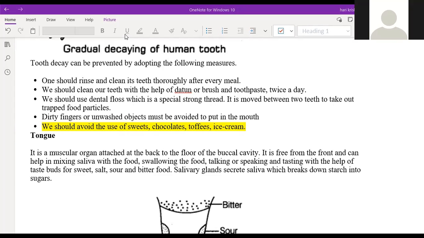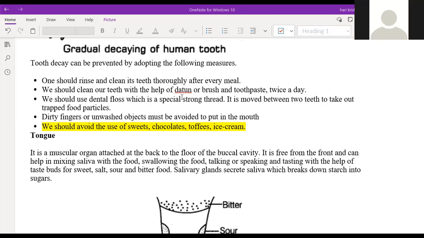Yes, sir. So you can read out the 5 points to prevent tooth decay. Tooth decay can be prevented by adopting the following measures. One should rinse and clean one's teeth thoroughly after every meal. We should clean our teeth with a datun or brush and toothpaste twice a day.